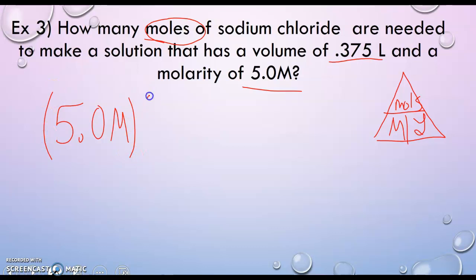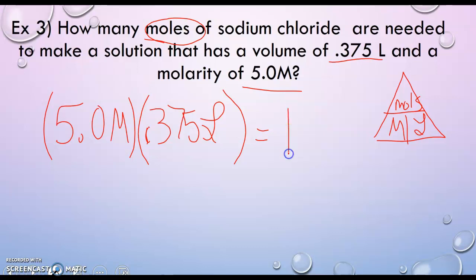We'll do parentheses. Oop, that's a decimal point. All right, sig figs, the least amount is 2 in this case. So when your calculator gives you 1.875, the 7 is going to round the 8 up. So 1.9, and we're solving for moles. So mols is our unit.